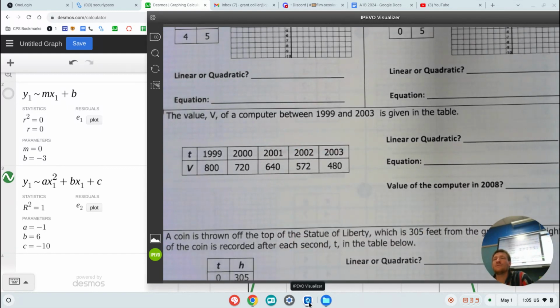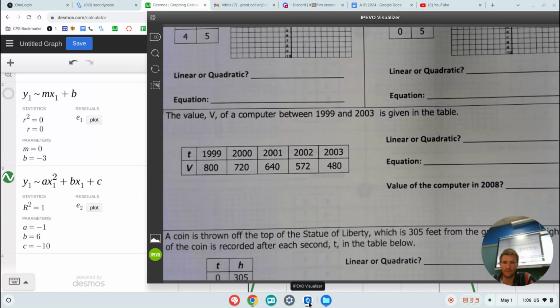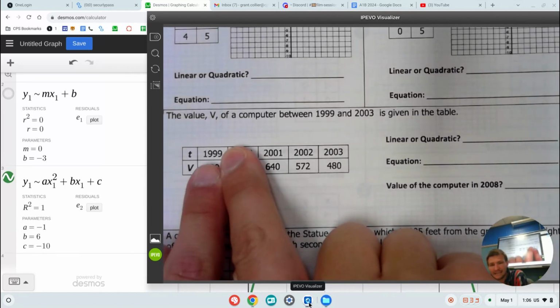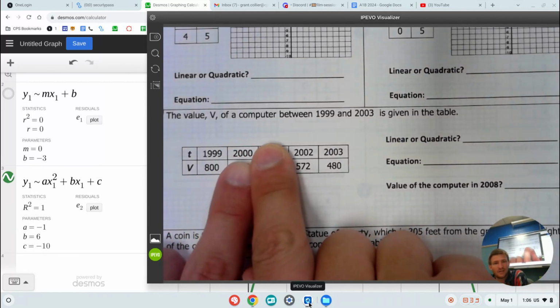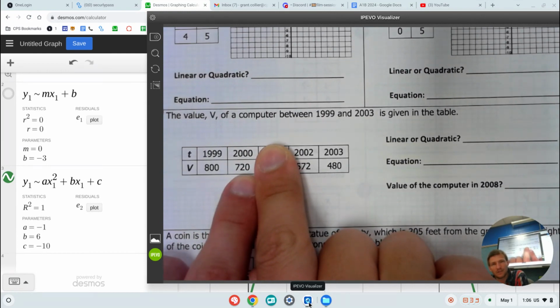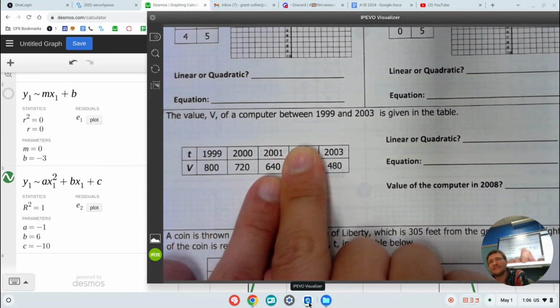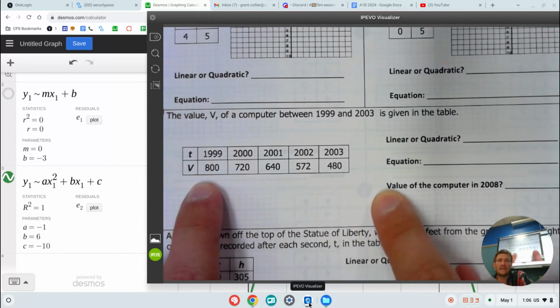Computer values go down, right? You've all bought some electronics, and 2 years later, it is not worth a lot of money, right? Think about whether you buy a PlayStation. Think about whether you buy a car. The older it gets, the slower it gets, the cheaper it gets. So you can see, $1999, $800, $2000, $700. 2001, $600 is going down, down, down.